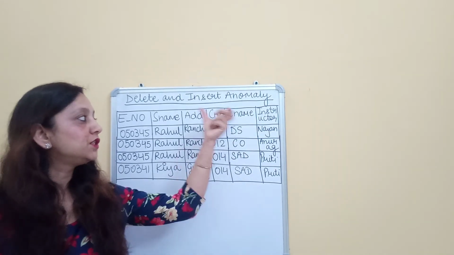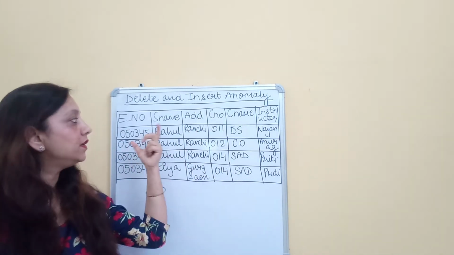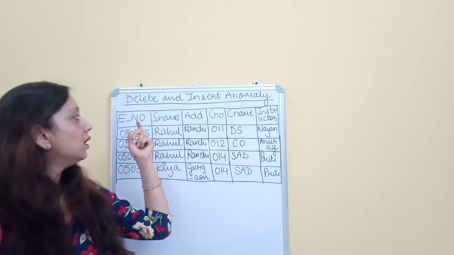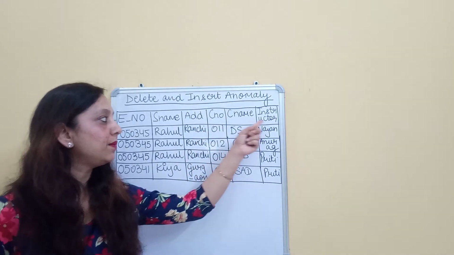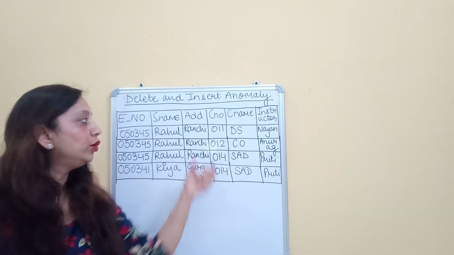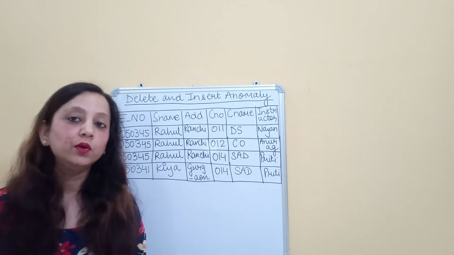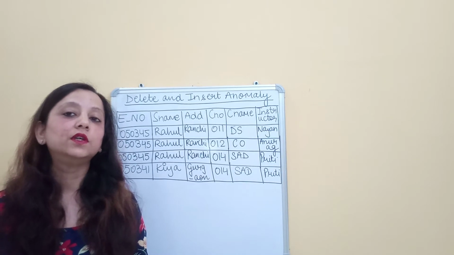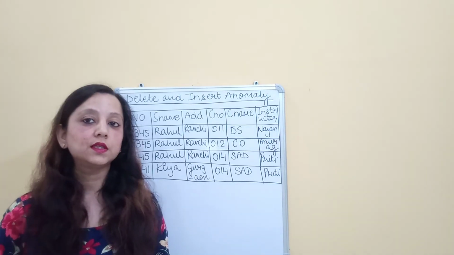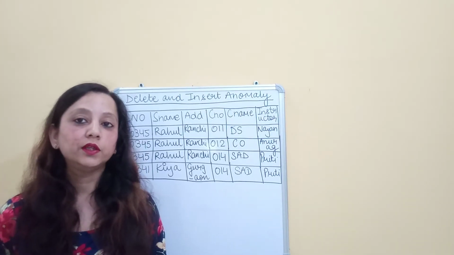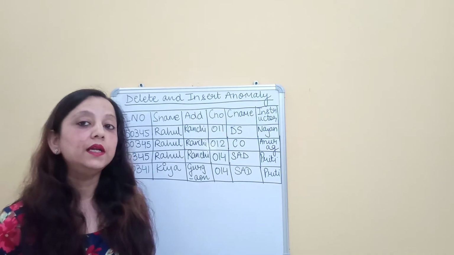Now, as in my previous video, I gave you an example wherein we had various columns or records like the enrollment number, the student name, the address, the course number, the course name, and the instructor. Here, as I told you, there was a lot of redundant information. The problem with redundancy was that it led to anomalies. The anomalies were the update anomaly, the insert anomaly, and the delete anomaly. The update anomaly we have already discussed, and the link to that video I will put in the description. Today what we are going to discuss is the insert and delete anomaly.